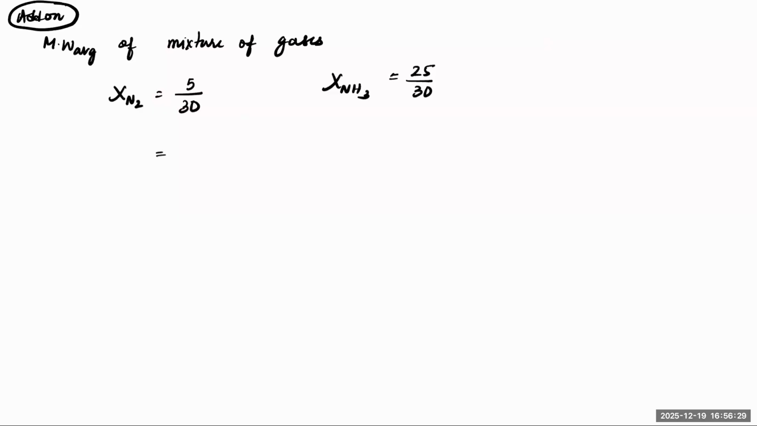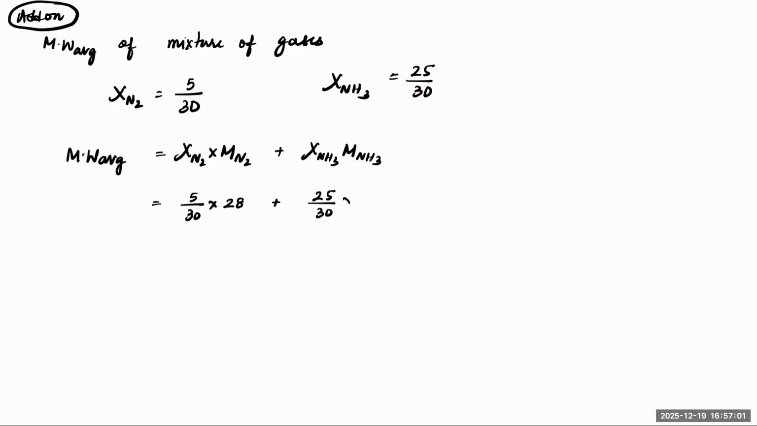So now you would use this logic to figure out how much will be the average molar mass. So molecular weight average will be equal to mole fraction of N2 into molecular weight of N2 plus mole fraction of NH3 into molecular weight of NH3. So it is 5 by 30 multiplied by 28 plus 25 by 30 multiplied by 17. Clear?